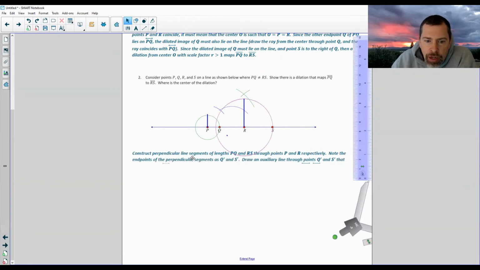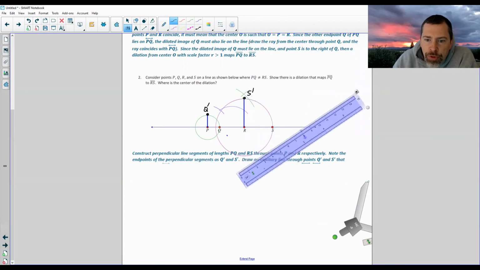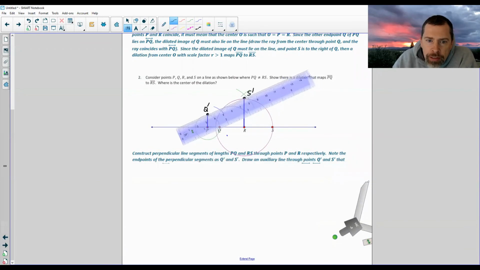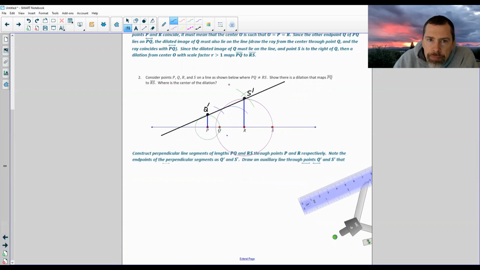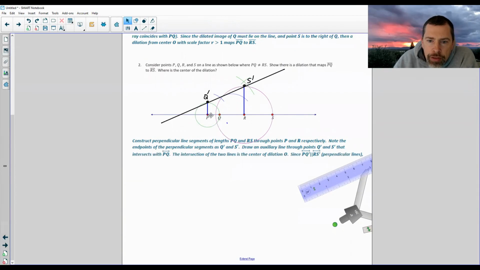Anyway, there's the two segments, perpendicular to P and perpendicular to R. So note the endpoints of the perpendicular segments, Q prime and S prime. We're going to name the endpoint here Q prime and name the end of R up here S prime. Draw an auxiliary line through points Q prime and S prime. So then I bring my ruler over here and line this up. Like so, and here's my auxiliary line going through Q prime and S prime. That intersects with line PQ, which is down here, and there's the intersection. The intersection of the two lines is the center of dilation O, so I will label this O.